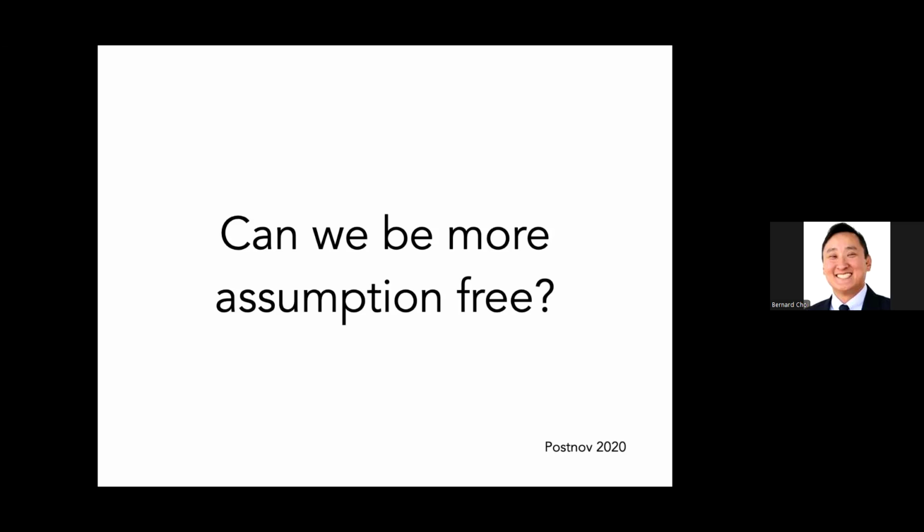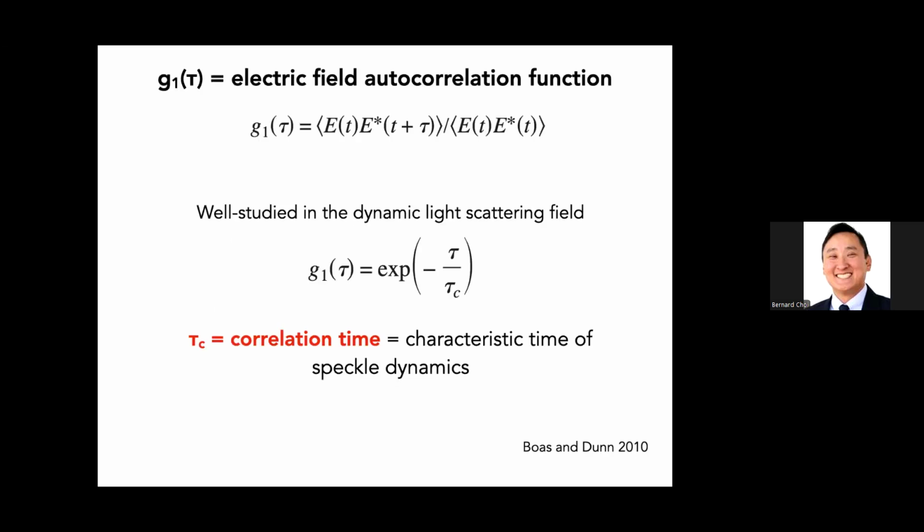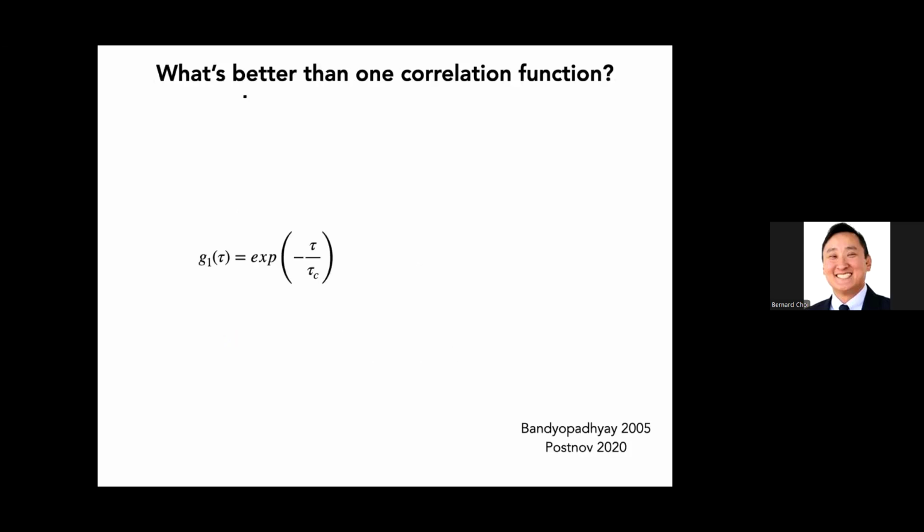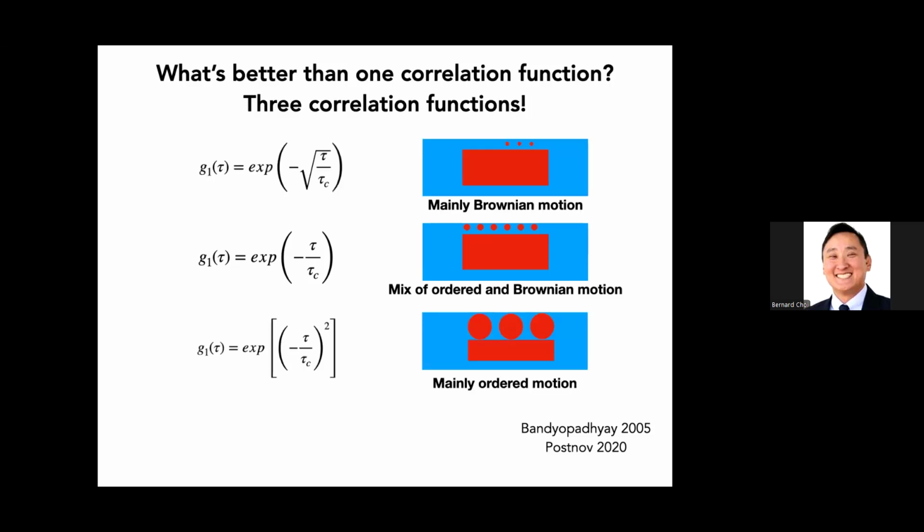Okay, this will be, I think, the last thing I talk about. Can we be more assumption free? So going back to our friend here, this nice simple G1 term. What's better than one correlation function? In this case, you tweak it a little bit to break apart the Brownian motion into two different correlation functions. So already the answer is partially here. Three correlation functions.